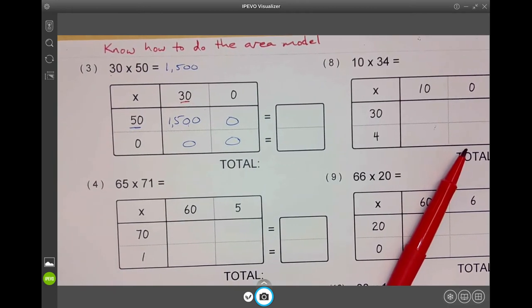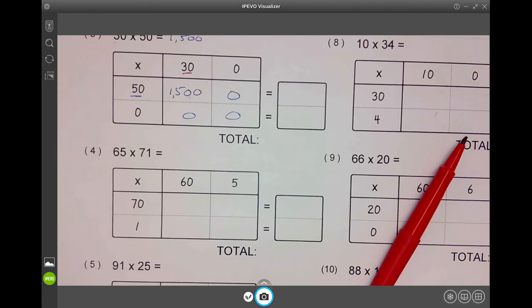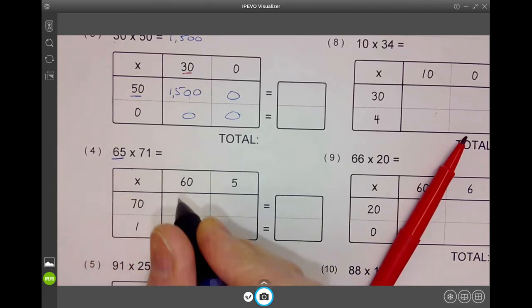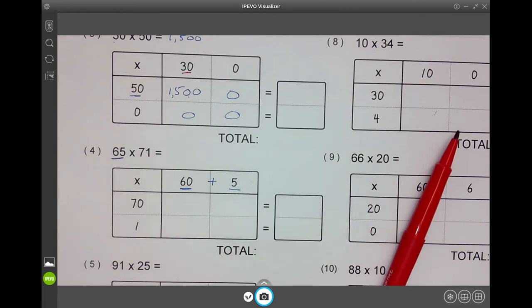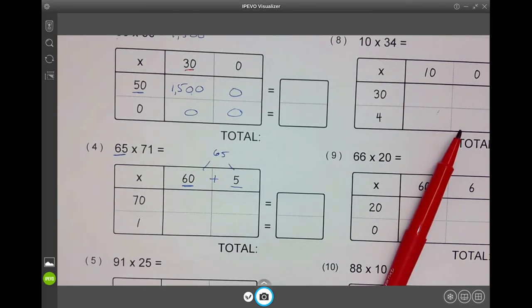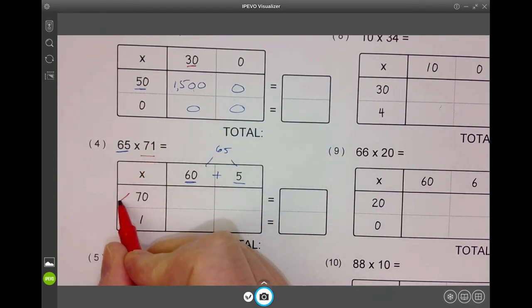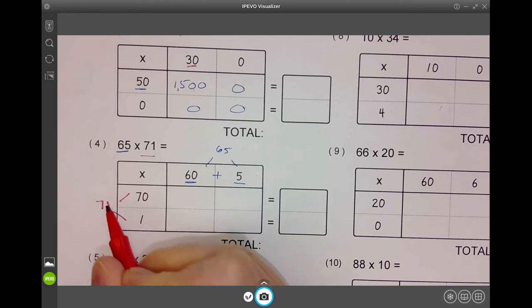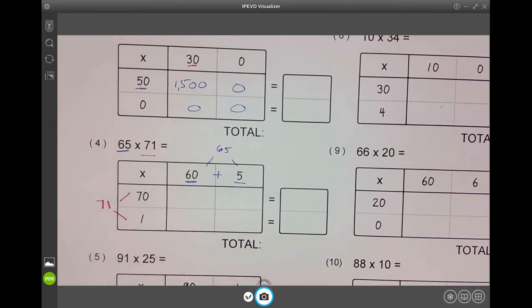We'll do one more that's a little bit harder. Okay, 65 is right here. 60 plus 5. 60 plus 5 is 65. And 71 is right here. 70 plus 1 is 71. We are doing 65 times 71. We're just breaking it into smaller groups.